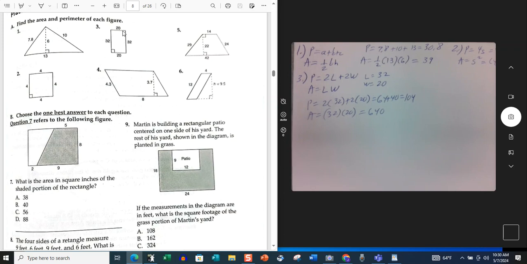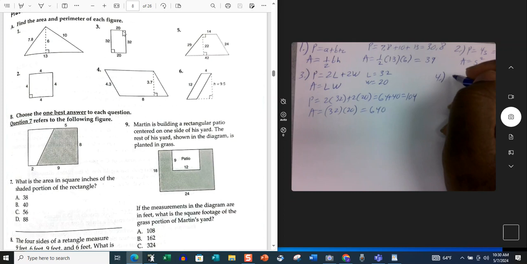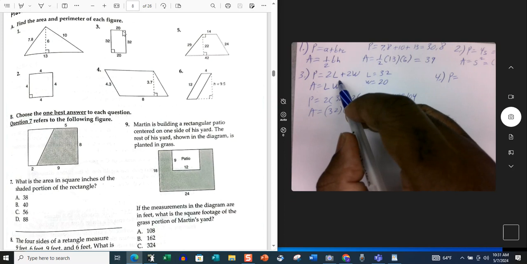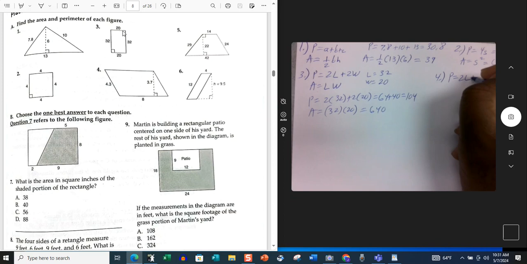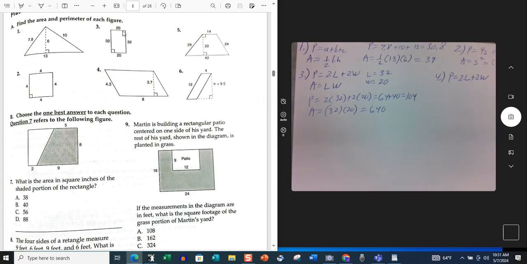All right, so now that took care of number 3. Now we go to number 4 with the parallelogram. So the parallelogram, it does not give you the perimeter of a parallelogram. But here's the thing with the parallelogram. Since opposite sides are equal, you could actually use the same formula that you use for the perimeter of a rectangle, which is 2 times the length plus 2 times the width. You can actually use that same formula for the parallelogram.